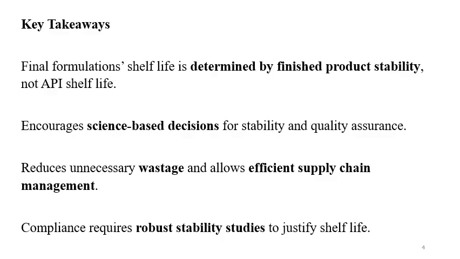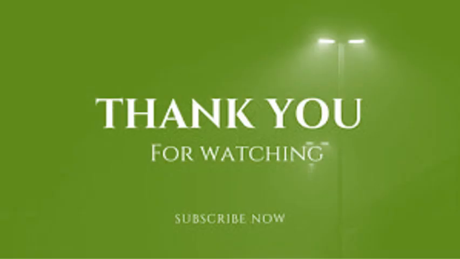So the summary points of this video are: final formulation shelf life is determined by the finished product stability, not the API shelf life. It encourages science-based decisions for stability and quality assurance. It reduces unnecessary wastage and allows efficient supply chain management. Compliance requires robust stability studies to justify the shelf life. So this is regarding the revised Schedule M for the finished formulation shelf life, and how it was linked with the API shelf life.